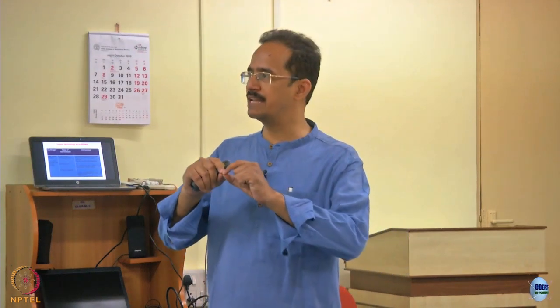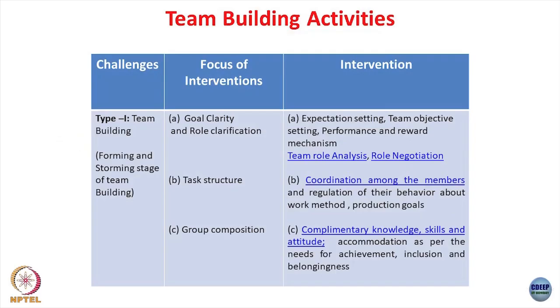There are types of intervention related to the task structure. Basically, when we look at the task structure, what are we looking at? We are looking at how the team members are coordinating with each other and how their behavior is regulated. So, how much autonomy they have and how much coordination and what type of coordination is required.